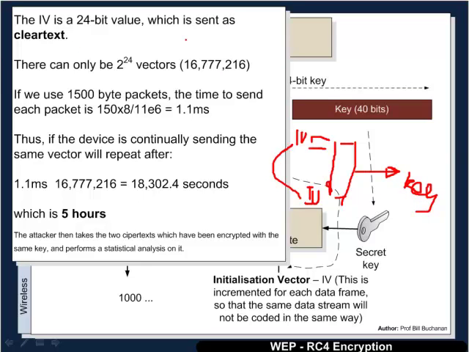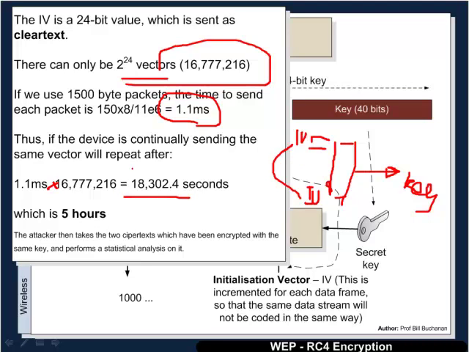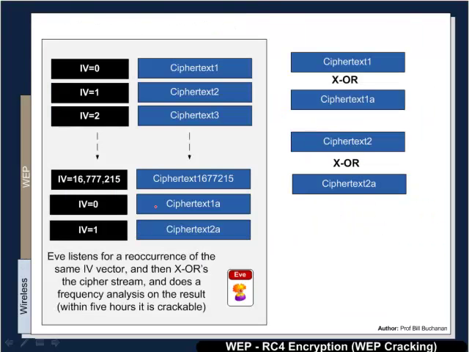So if we do a quick calculation, there are about 16 million different IV vectors. We do a quick calculation on the time to send a data frame, say about 1 millisecond. So after 18,000 seconds of constant traffic, the IV vector will roll over to be the same value again. A quick calculation is 5 hours. So after 5 hours, an intruder, after storing all the ciphertext, can actually crack the key.